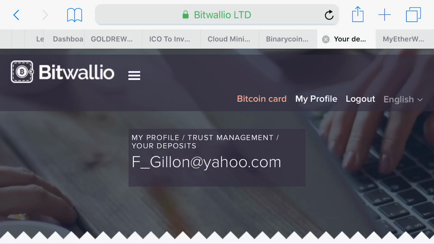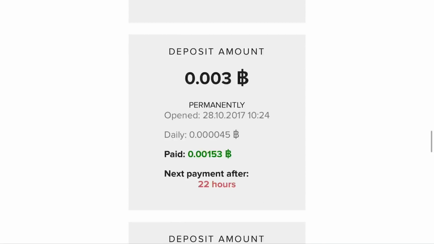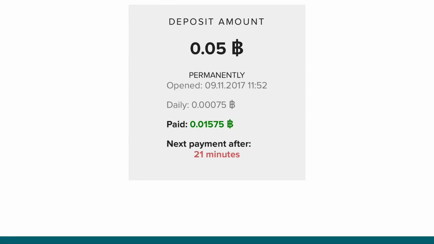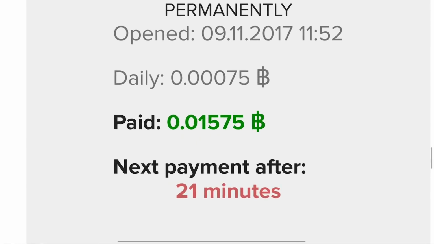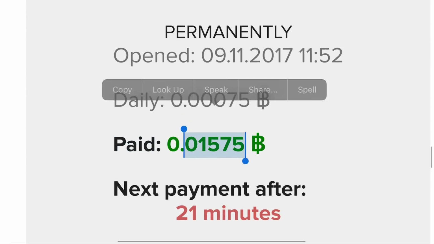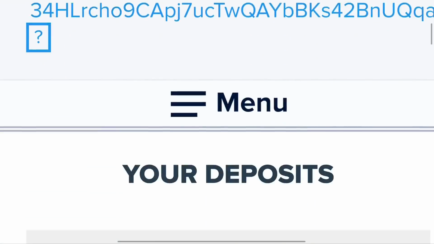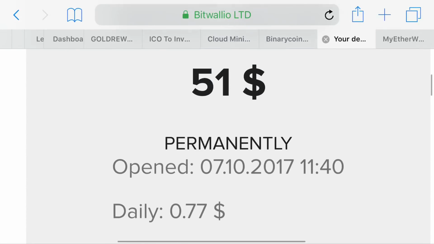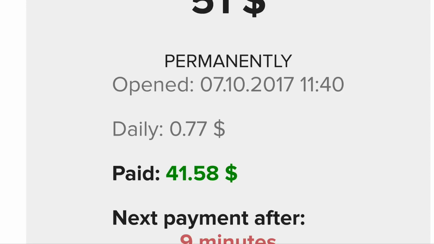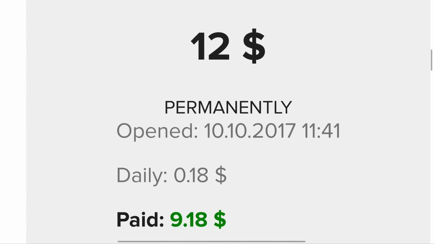Your deposits. So I gave 0.05, as you guys can see. Look at this, right? So this is what I get daily, and this is what I've gotten so far out of 0.05. So you can see I started with $51 on this one. I've already gotten back $41, $12 on that one.